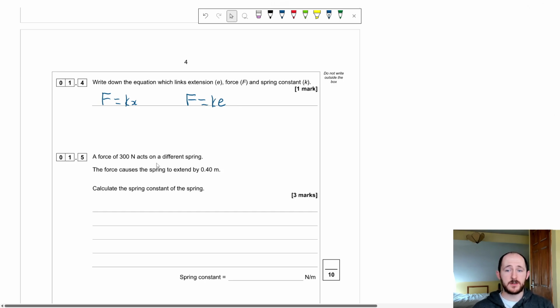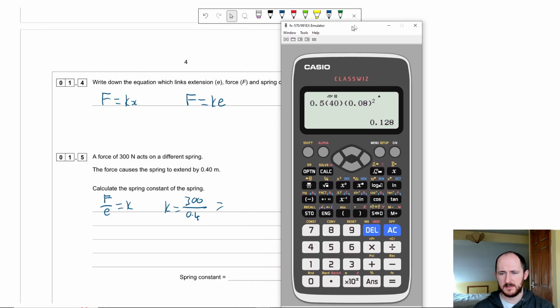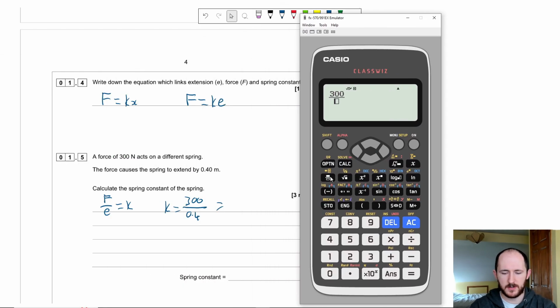Now it says a force of 300 newtons acts on a different spring. The extension is 0.4 meters. Find the spring constant. Well, if F equals KE, then if I divide both sides by E, that means F over E equals K. So K is equal to the force, 300, over 0.4. So that's over 2/5, which should be 750. Let's have a look. 300 over 0.4, 750.